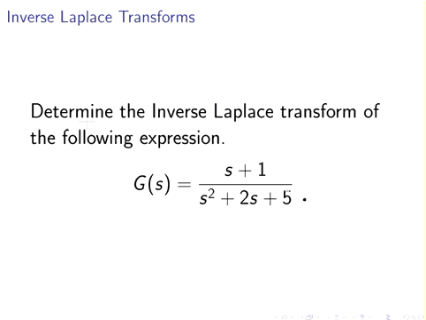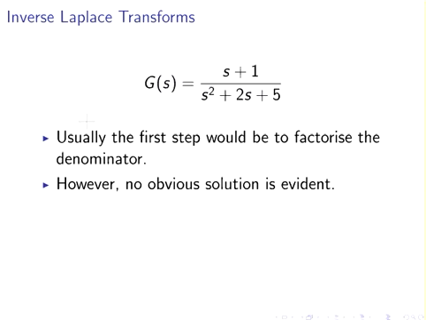Usually what we do in the first instance is to factorize the denominator, the expression I've just indicated with arrows. But there's no obvious solution to that. We can't express the solution with integers. So what we're going to do is try a different approach, and the approach we're going to use is based on the shifting theorem.